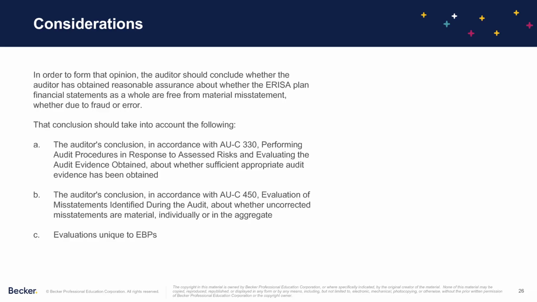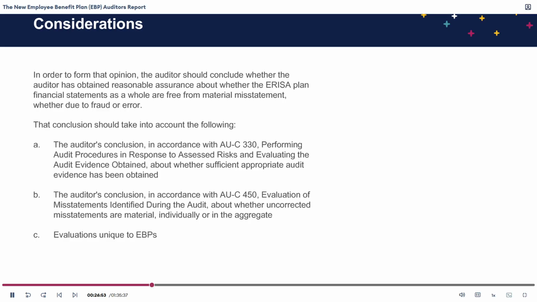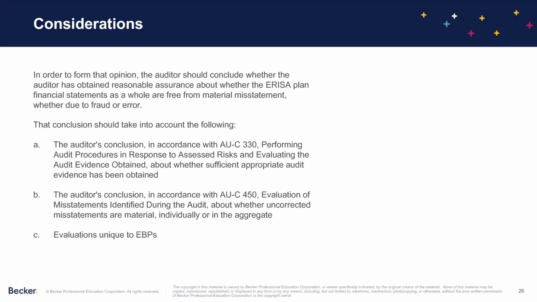The auditor's conclusion, in accordance with AUC 330, performing audit procedures in response to the assessed risk and evaluating audit evidence obtained, about whether sufficient appropriate evidence has been obtained. So if you think about our risk assessment, AUC 315 requires us to identify risk of material misstatement, and then it requires us to assess the risk of material misstatement. AUC 330 has us respond to that risk by performing procedures responding to that risk and determining whether we have sufficient appropriate evidence.